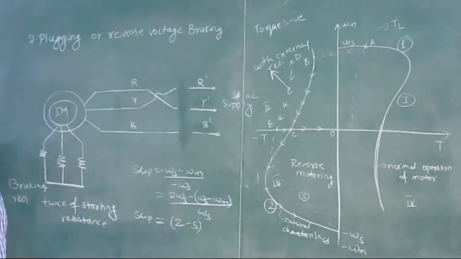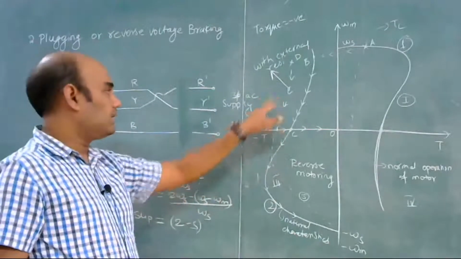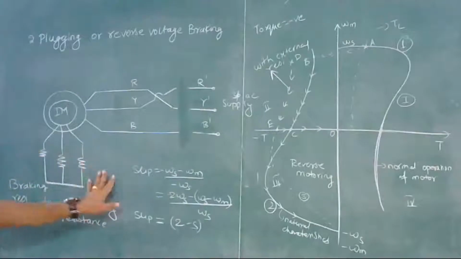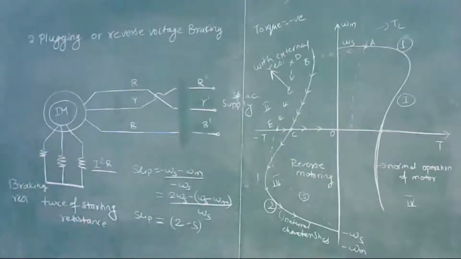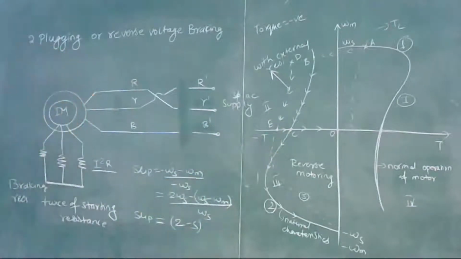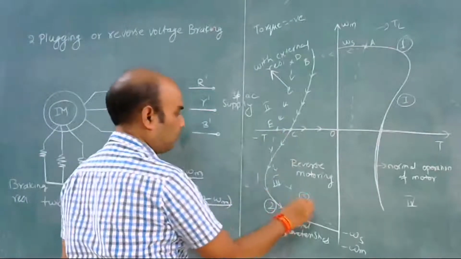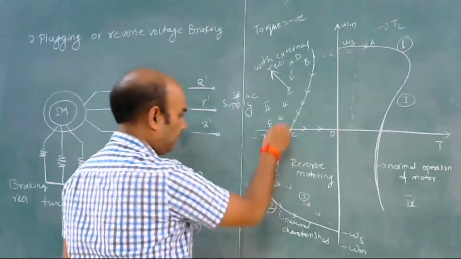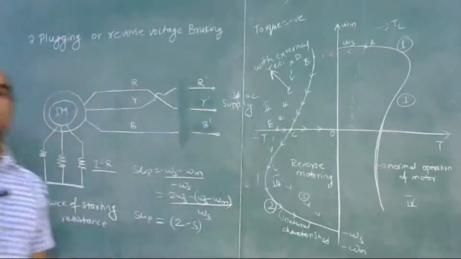This method is used to stop the motor quickly, but there is a disadvantage. We are connecting braking resistance, so there will be heavy I squared R loss in the rotor. This is the disadvantage of this method, but you can stop the motor very quickly. If the motor is not stopped at that point, it will again continue to accelerate in the reverse direction, and it will move along this curve in the reverse motoring mode.